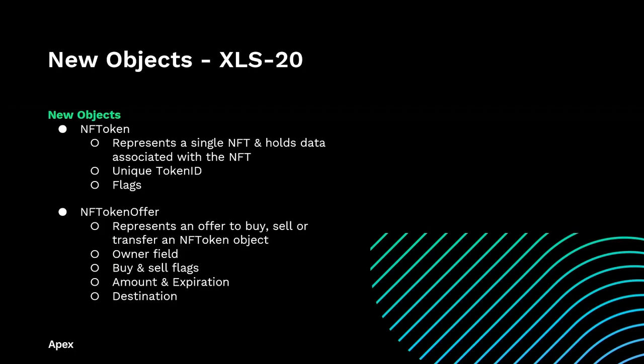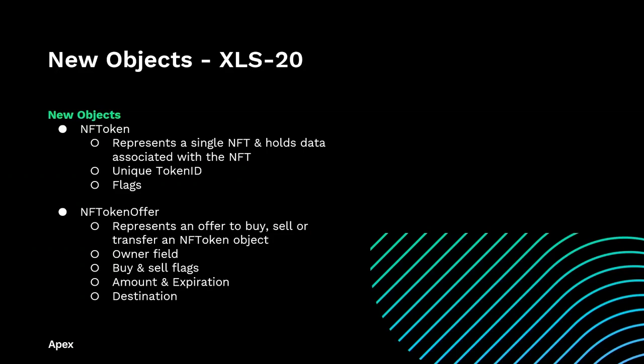The second object is the NFTokenOffer object. And again, as the name suggests, it represents an offer to buy, sell, or transfer an NFToken object. And this is really cool, and this is something that really sets apart NFTs issued on the XRP Ledger from NFTs on other blockchains, because we have this native decentralized exchange on the XRP Ledger where you can trade the NFTs.